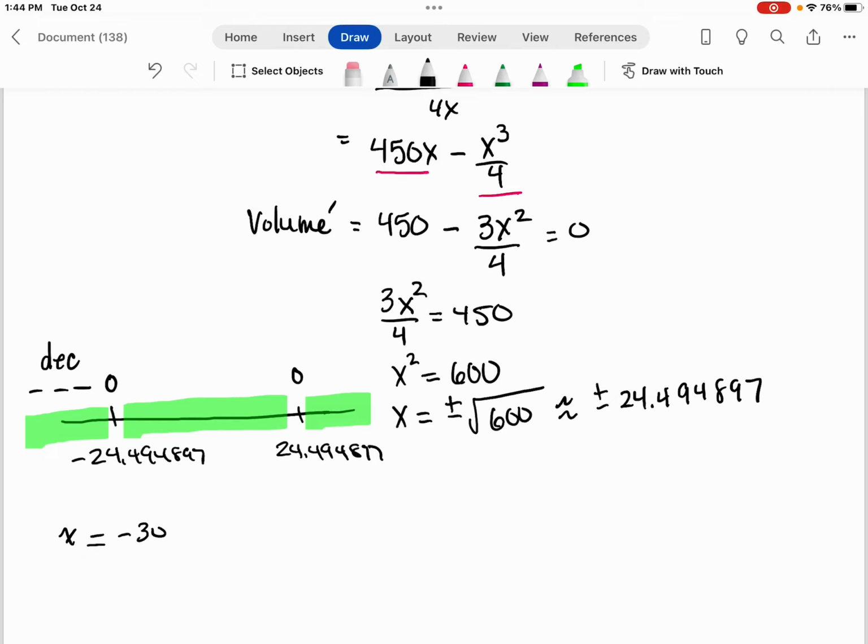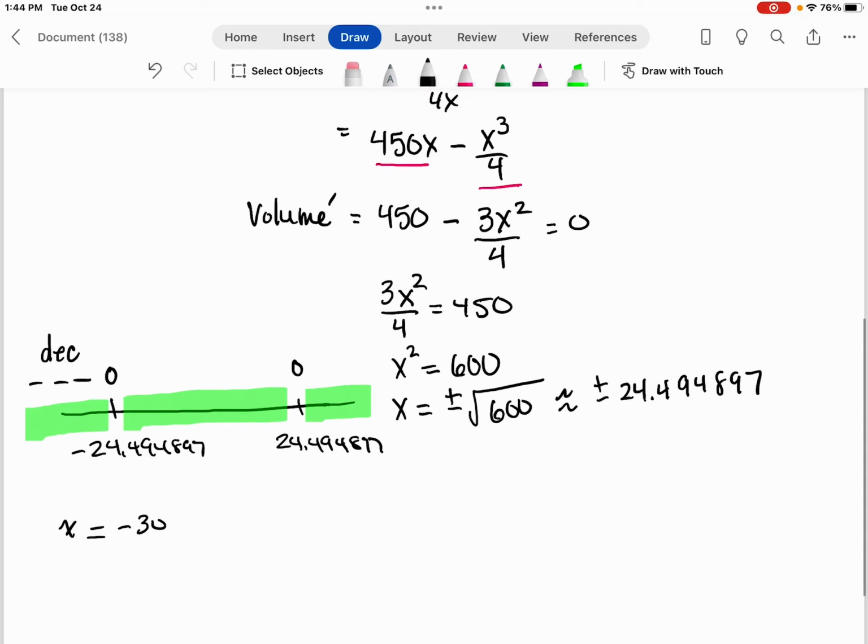So this interval is negative, which means on this interval, it's a decreasing interval. Now, I'm going to plug something between negative 24 and positive 24. So I'm going to use my second test point. I'm going to use 0. That will make the arithmetic easier. So when I plug in 0, I get 450, and that's a positive number. So on this interval, it's going to be positive, which means it's an increasing interval.